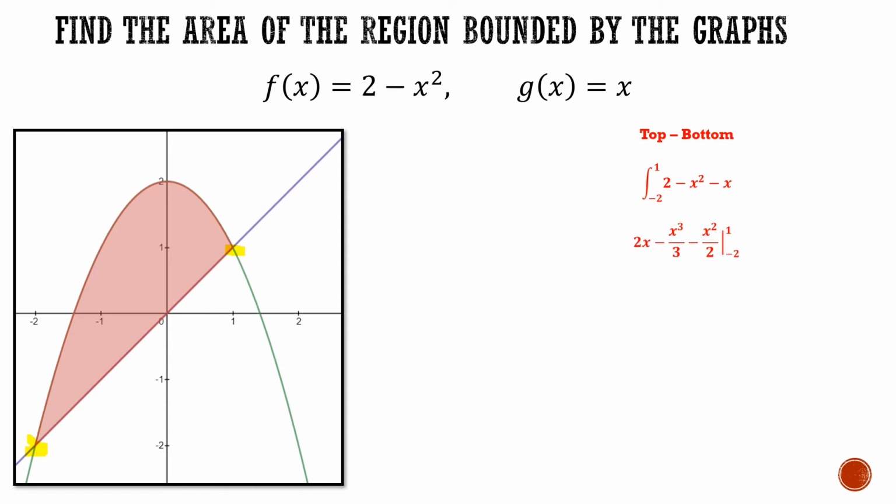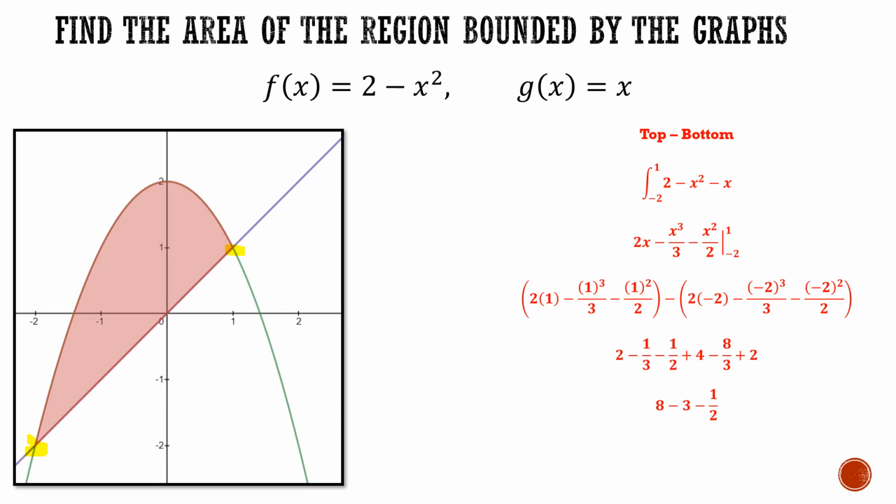From there, I simply integrate. So 2x minus x cubed over 3 minus x squared over 2 from -2 to 1. Plug in my bounds. So I plug in the 1 first, and then I subtract what I get from the bottom bound. Then I simplify, I get 2 minus 1/3 minus 1/2 plus 4 minus 8/3 plus 2. And then simplifying that, I get 8 minus 3 minus 1/2 to give me a final answer of 9/2.